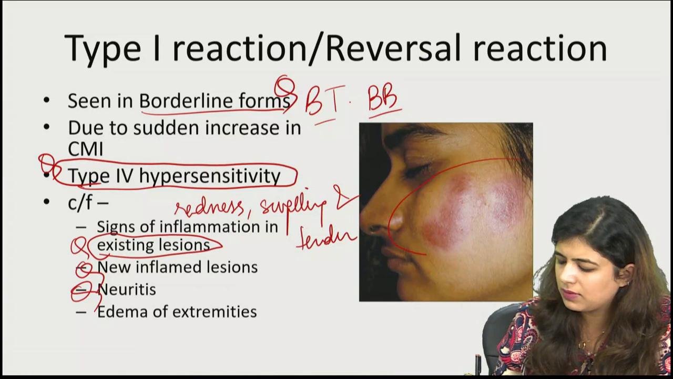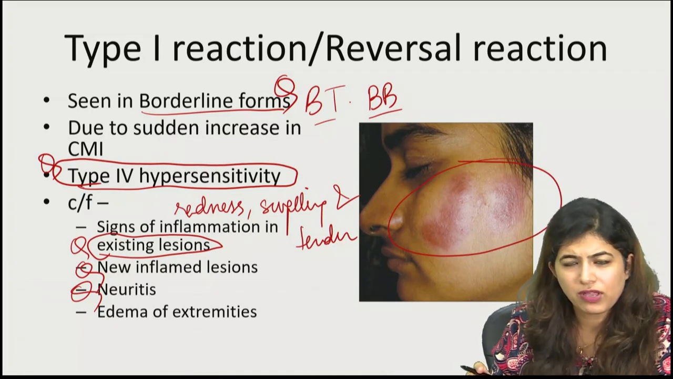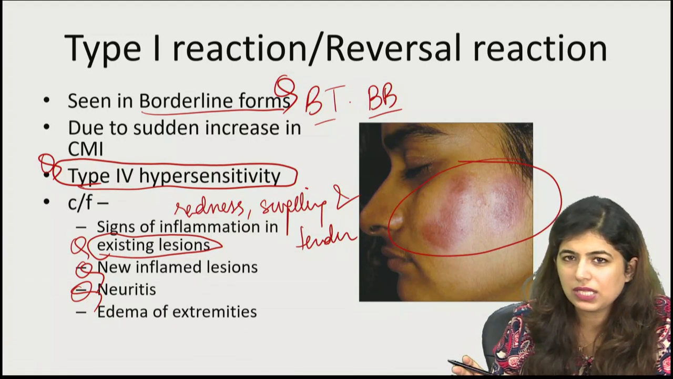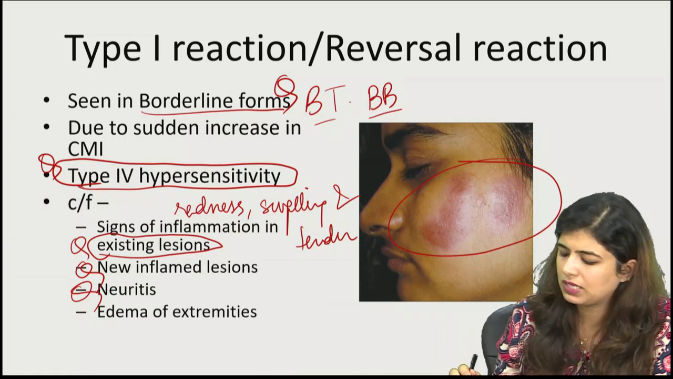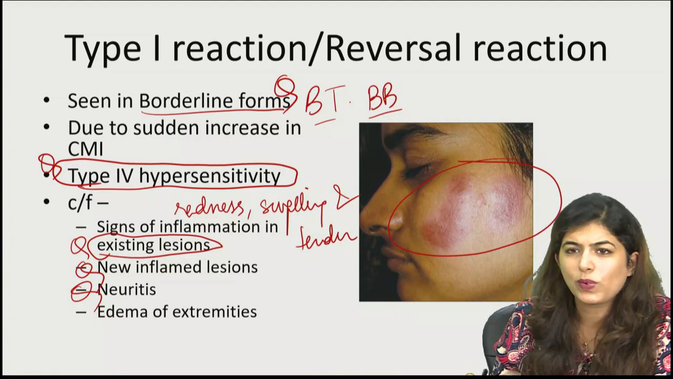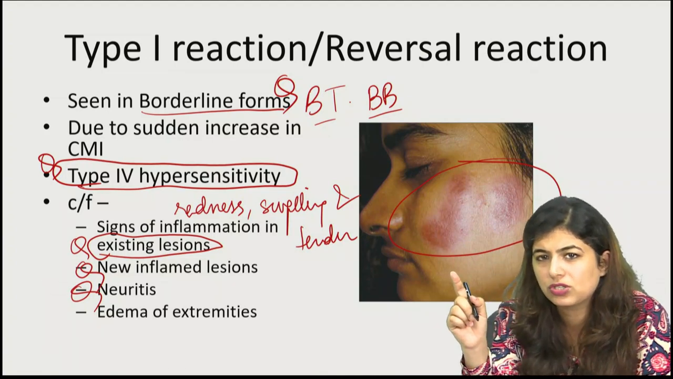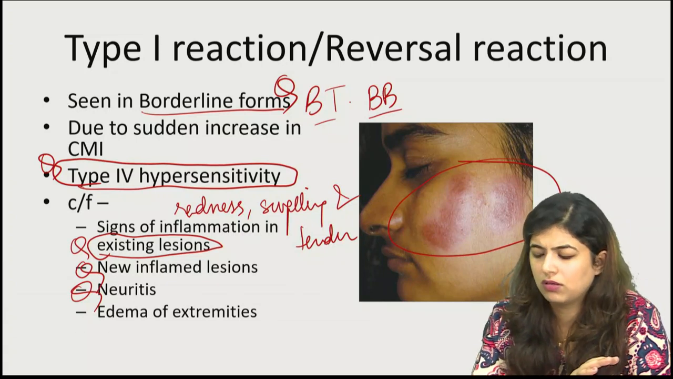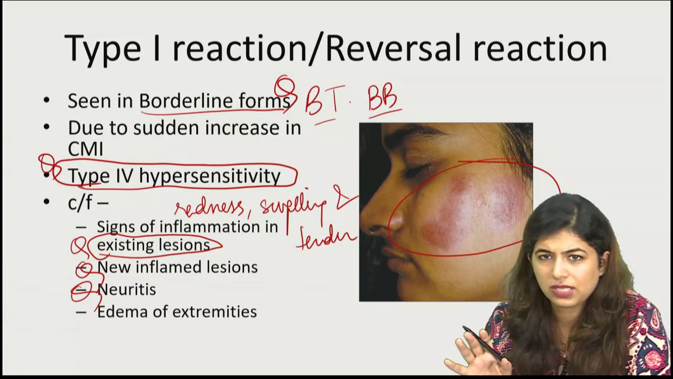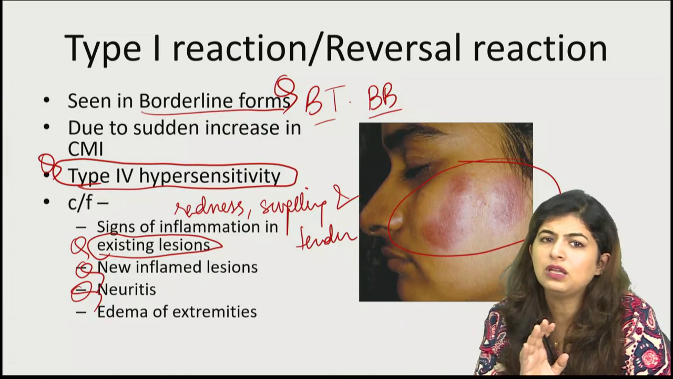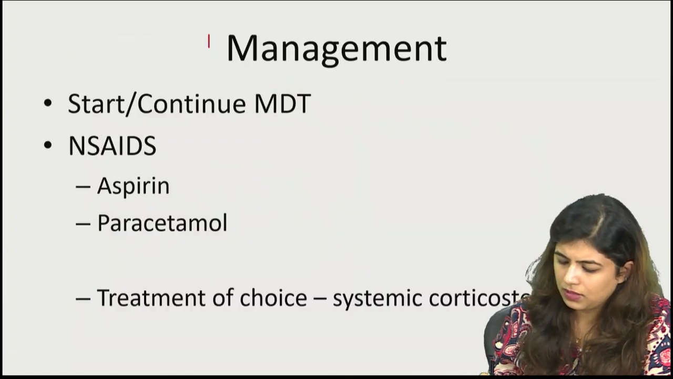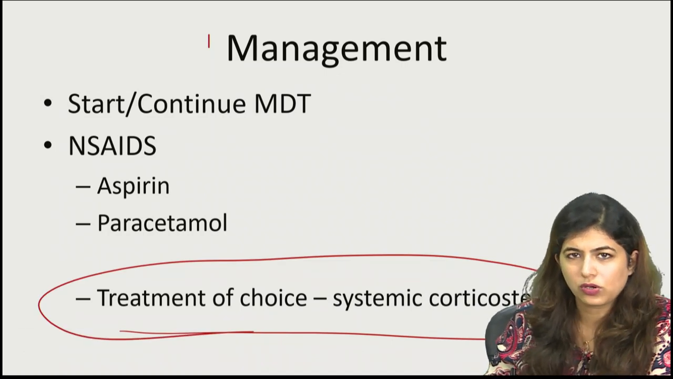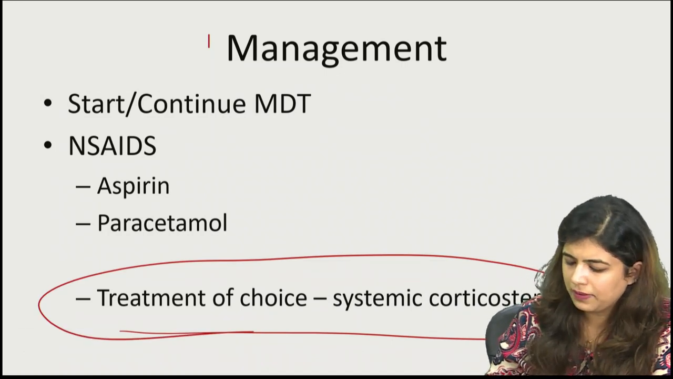If you see in the image here, it is very different from type 1 reaction. So even if you're given type 2 in the image, there is no confusion between these two. See the redness and the swelling in the pre-existing leprosy lesion. There are no nodules here. There are no such things. So it is very different even in the image. Here also the treatment of choice is systemic corticosteroids. Okay?